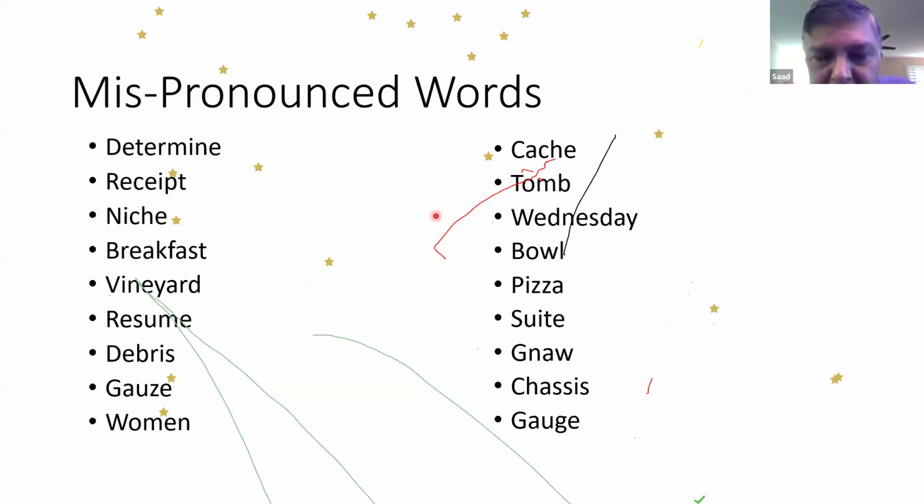Kulsum, can you tell me how the first word is pronounced? Sorry, I didn't hear you. Kulsum, can you please say the first word? Yes, sir. The first one is... I cannot hear you. You're saying first word and you're not pronouncing it. Can you pronounce it? Sir, am I audible? You are, but when you pronounce the word, I don't hear you. Yes, sir. The first one is determine.